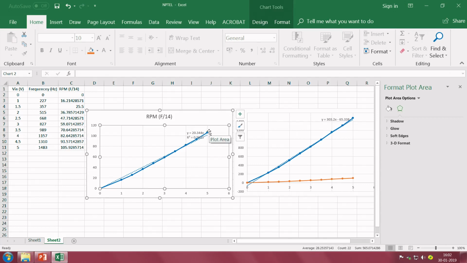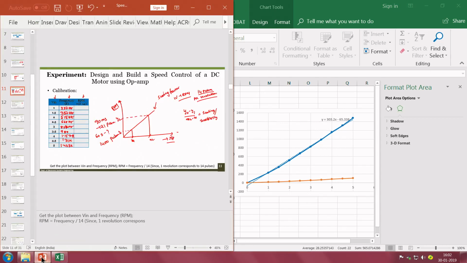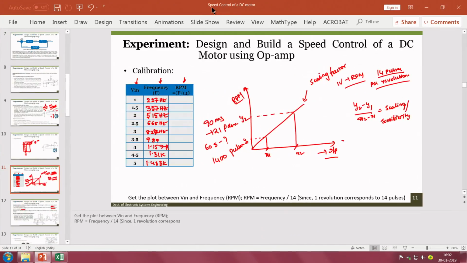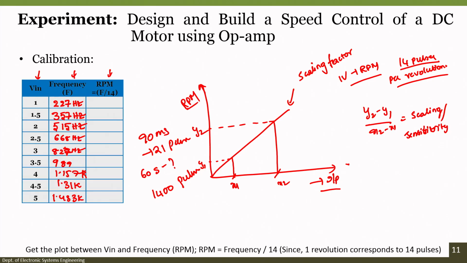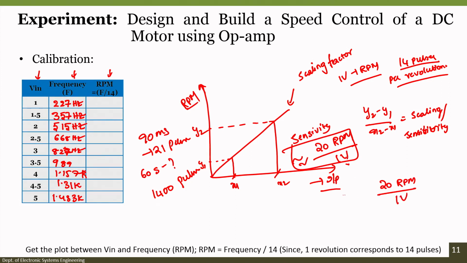Considering the intercept, or offset, as 0, the change in RPM is 20. Which means that for every 1 volt we will get approximately 20 RPM, plus or minus 10%. So, one thing is clear: the sensitivity factor is approximately 20 RPM per volt. From the graph, 20 RPM per 1 volt is the sensitivity factor.